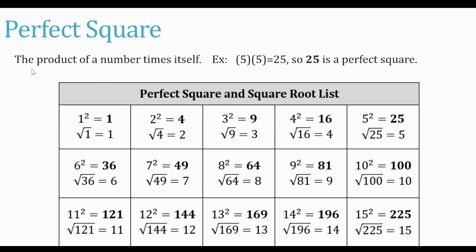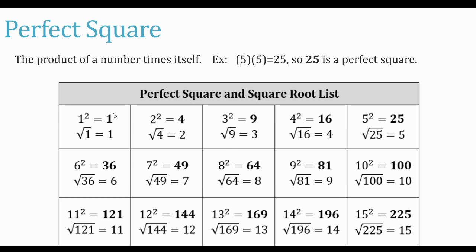And here's a list. All the numbers in bold are perfect squares. So 1 squared is 1, 2 squared is 4, 3 squared is 9. All of these numbers in bold are considered perfect squares. So right underneath each one, you also see that the square root of the perfect square is the number that you multiplied to itself in the first place. So the square root of 1 is 1. The square root of 4 is 2 because 2 times 2 is 4. The square root of 64 is 8 because 8 times 8 is 64. So it's kind of like inverse operations here.